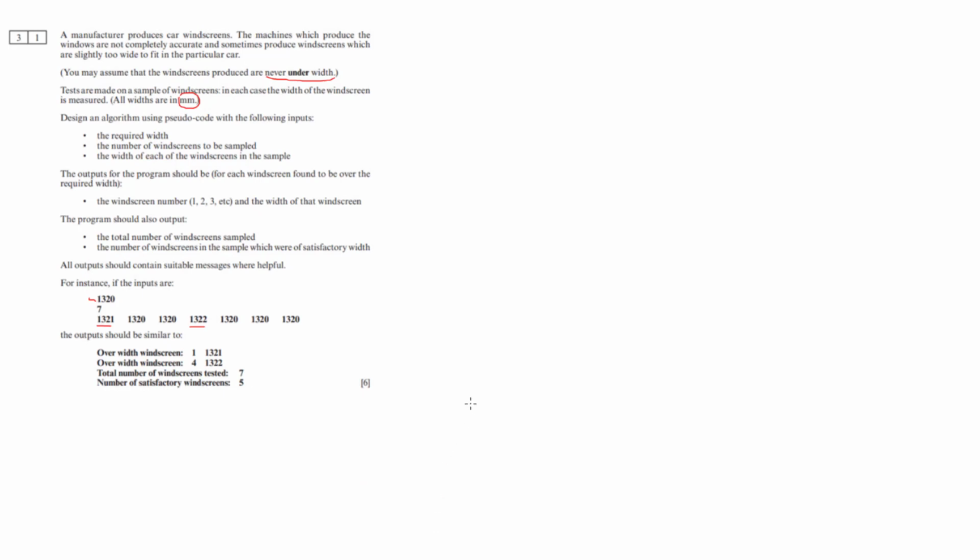So the first thing that I would do is look to see, can we take in the required inputs? So things around here. So that is the required width. And there's my required width variable. It looks like the data provided is all whole numbers. The number of windscreens to be sampled. And we need the width of each windscreen in the sample. So what we need to do is allow the person to enter the number of screens and then ask the user repeatedly the same question that number of times. So let's take some inputs for these then.